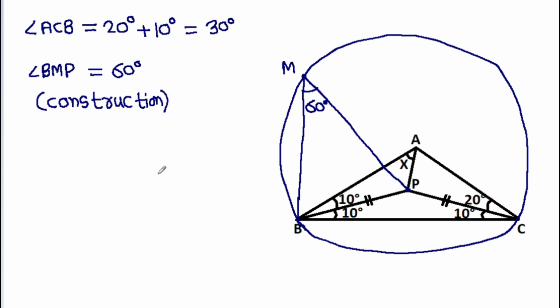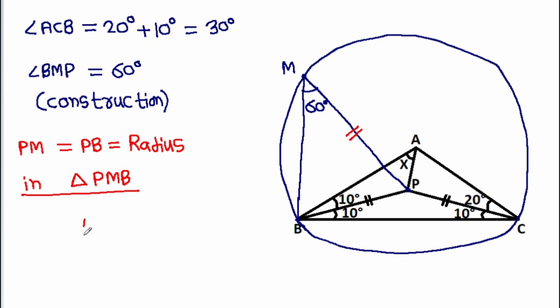Then PM will be equal to PB, that is radius, and in triangle PMB, PM and PB are equal and this angle is 60 degrees.